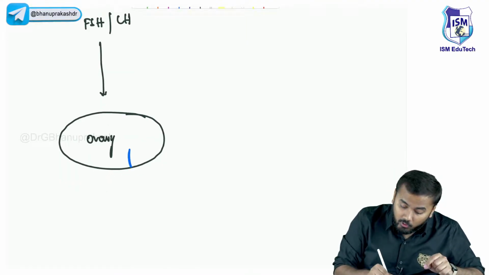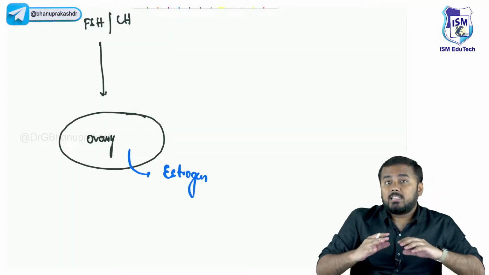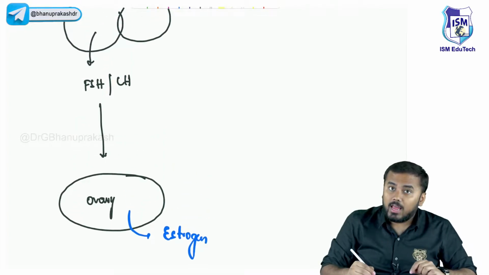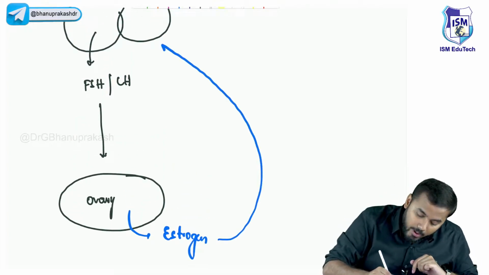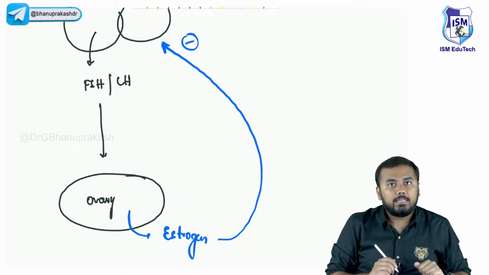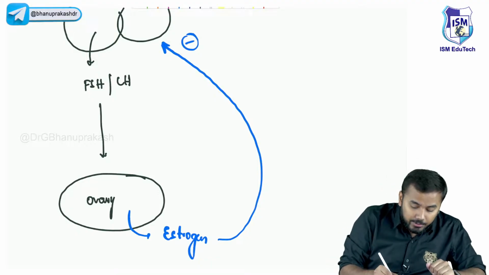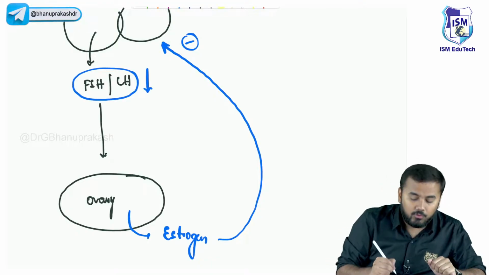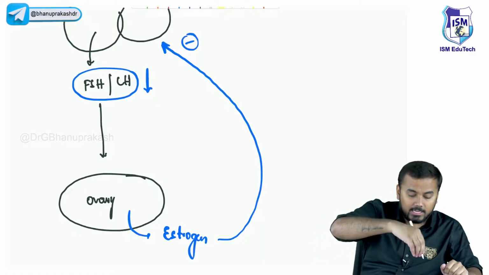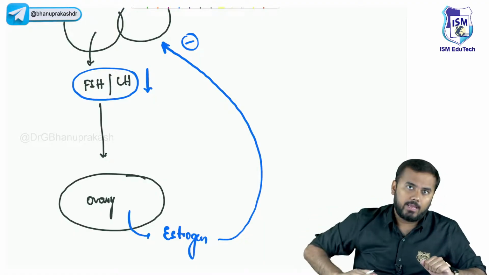Now from the ovary, what is released? Estrogen is released. For example, if there is an excess amount of estrogen, what will happen? This estrogen will go back and inhibit the anterior pituitary. When it inhibits the anterior pituitary, FSH and LH levels will fall down. So this kind of mechanism is called a negative feedback mechanism.